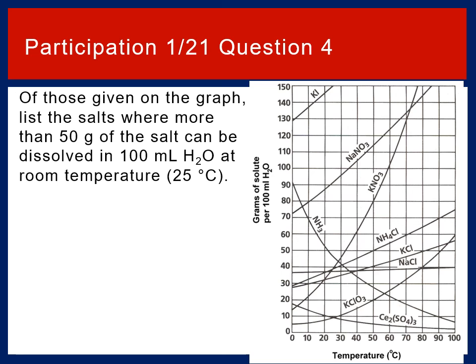Again, of those given on the graph, this one right here, list the salts where more than 50 grams of the salt can be dissolved in 100 milliliters of water at room temperature, which is 25 degrees Celsius. It's a pretty good approximation of the temperature we tend to live at and tend to set our labs to, at least on the AC. So yeah, you should give the names of those salts.